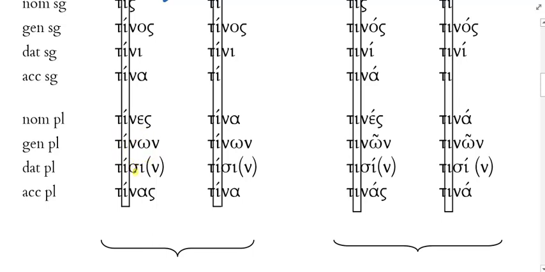So what should this have been? It should have been tinsi, right? And again, my nu before the sigma has fallen out. So remember how we said, where do you have the problems? Nominative singular, dative plural, because that sigma is interacting with things and causing problems. So tissi, and then everybody tinas.